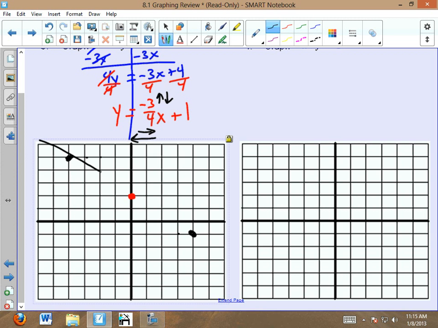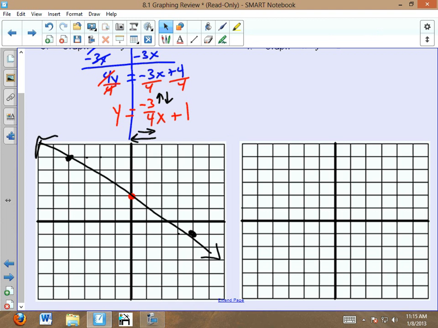Isn't that supposed to be on 1? Oh, yes it is. Very nice. I put it on 2. Okay, so let's move that. That's supposed to be on 1. Move that to 1. That moves that down. That moves that down. Very good.